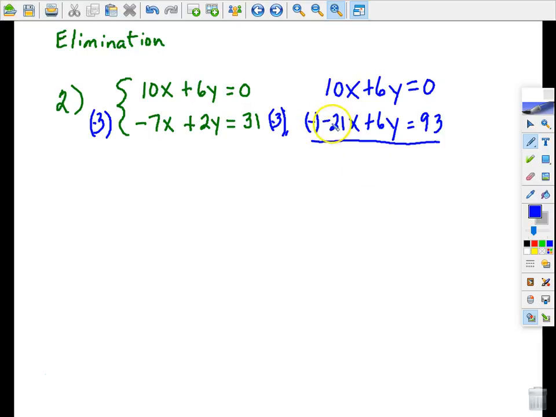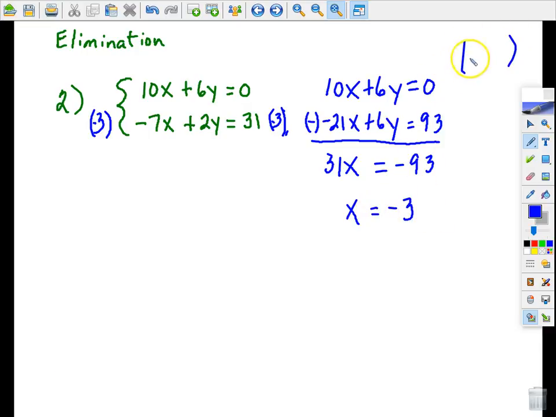Here I'm subtracting a negative number. I know that that's addition. So 10 plus 21x is 31x. Okay. 6 minus 6 is 0. And then over on the right side, I'm going to do 0 minus 93, which is negative 93. And now it's pretty simple. Divide by 31 on both sides, and we got x is negative 3.